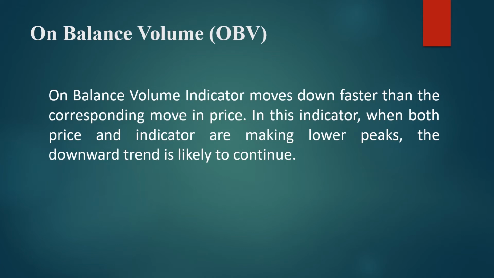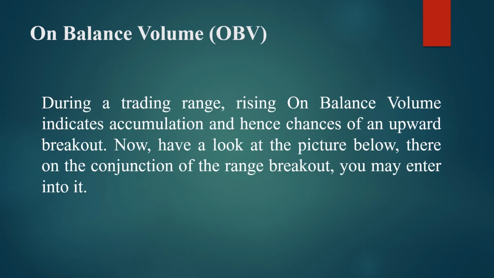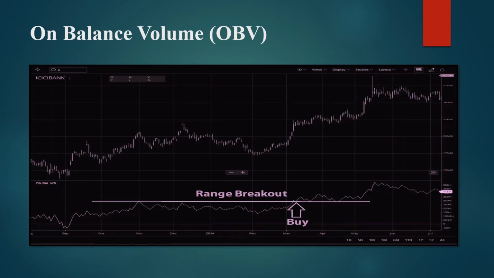In this indicator, when both price and indicator are making lower peaks, the downward trend is likely to continue. During a trading range, rising on balance volume indicates accumulation and hence chances of an upward break. Now have a look at the picture below. Here, at the conjunction of the range breakout, you may enter into it.